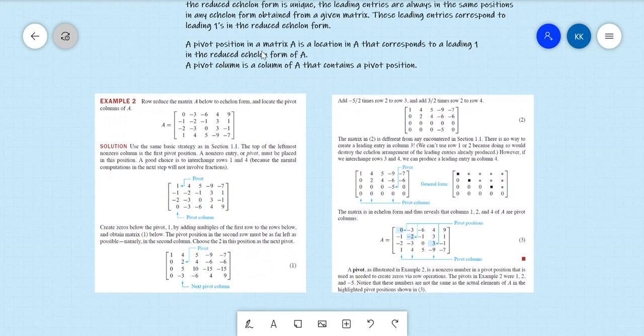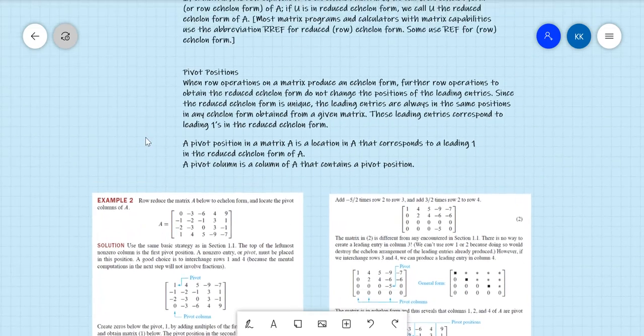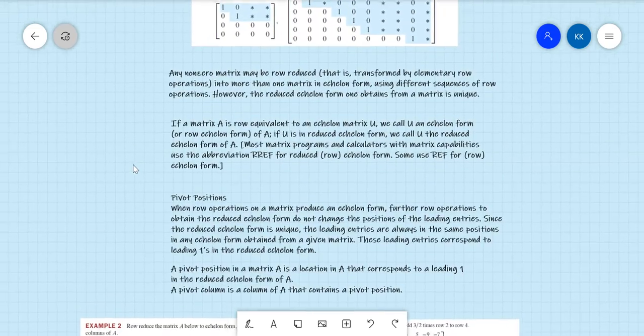A pivot position in a matrix A is a location in A that corresponds to a leading one in the reduced echelon form of A. A pivot column is a column of A that contains a pivot position. Let's understand these by the above examples first.